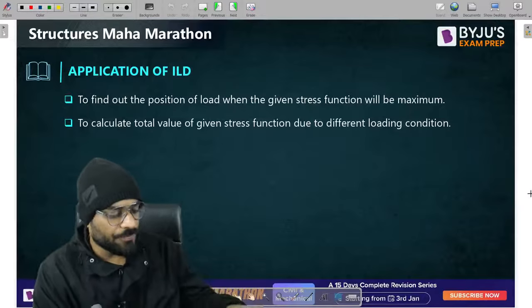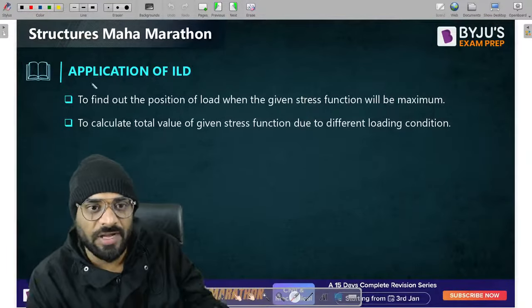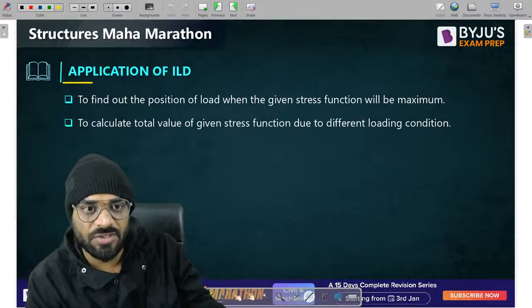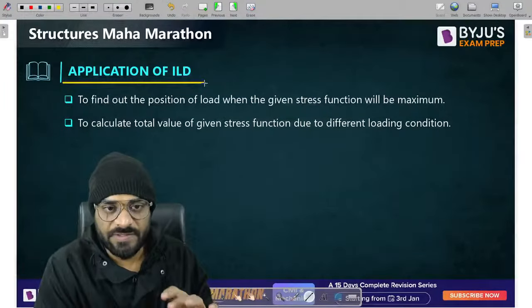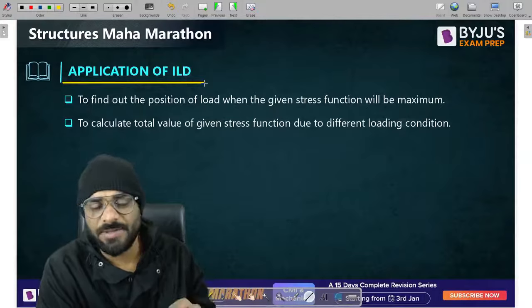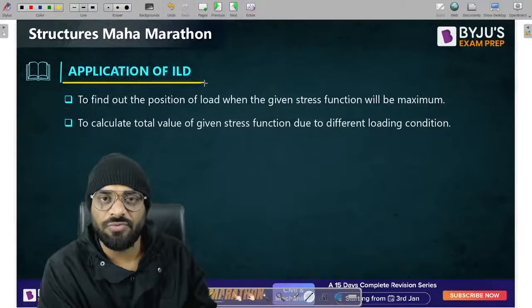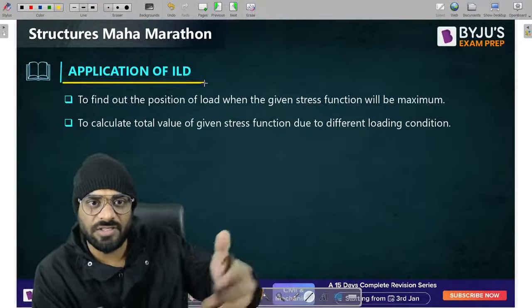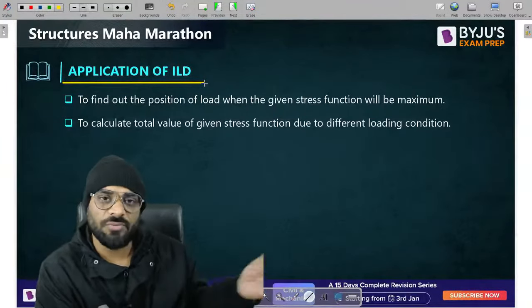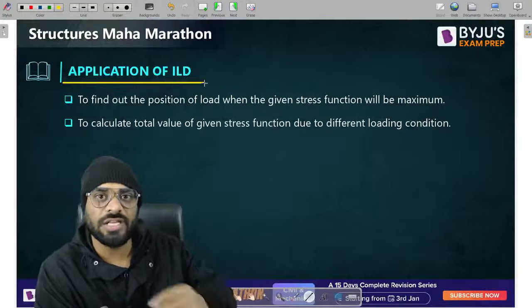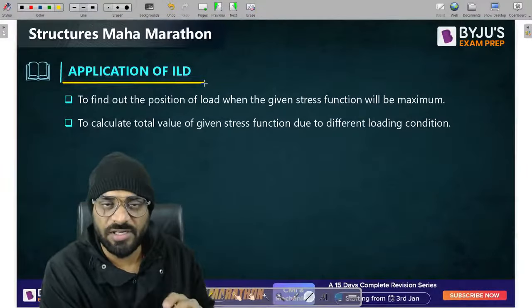Okay. Now, what is the application of ILD basically? There are basically two applications of ILD. One is, if you know the ILD, then it is very easy to find out the value of a stress function. In the previous case, we have already discussed, if you have 1 unit load, then what is the value of VA? If you have 10 kilonewton load, then what is the value of VA? We have done that particular calculation.